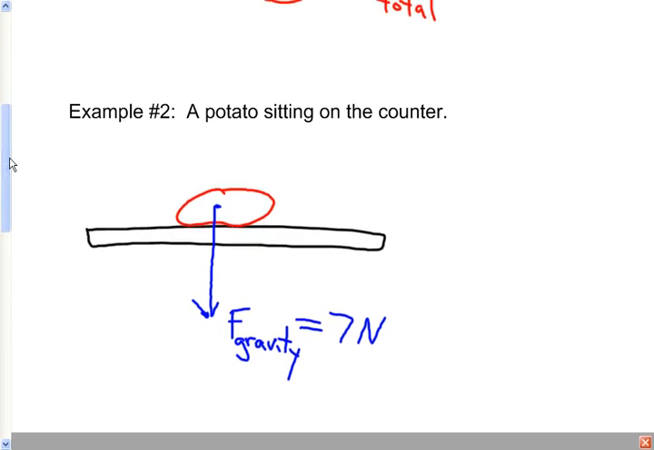So if I were to draw the vector representing the push of the counter, I'd have to draw it straight up. And if it's also 7 newtons, which it is, then I'd have to draw my vector up, hopefully about the same length as the vector that I've drawn for gravity. So F counter is also 7 newtons. So here's where I get to slip in a little bit about how you add up vectors. I've got two 7 newton vectors acting on this potato.